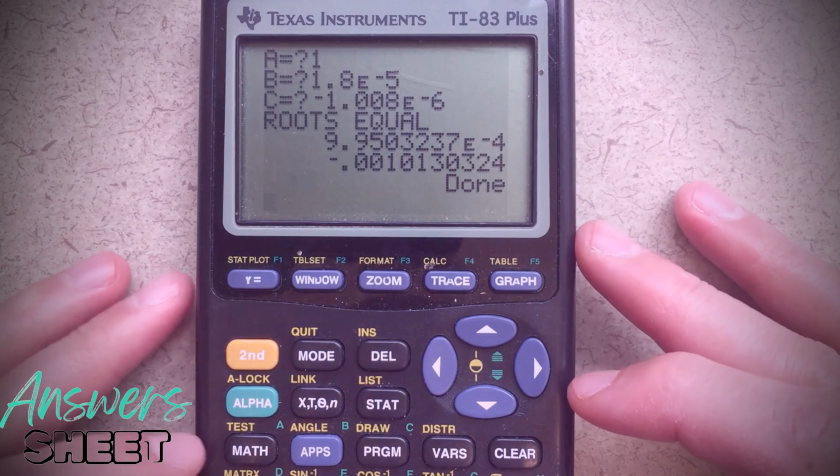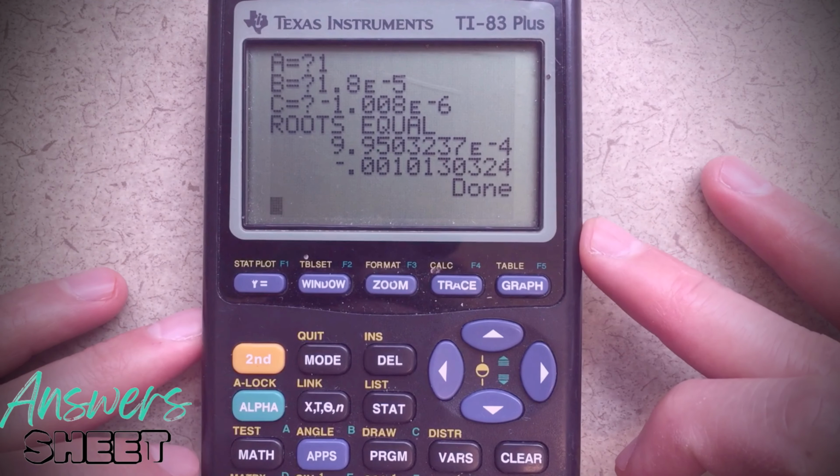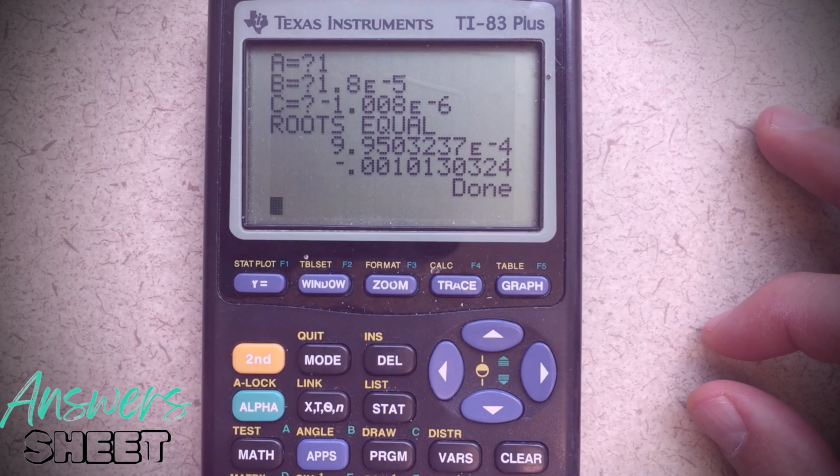And that's it. So hopefully that helps some of you out there. That's how to program your calculator to calculate your roots. All right, cheers.